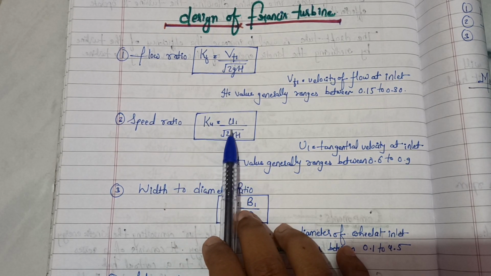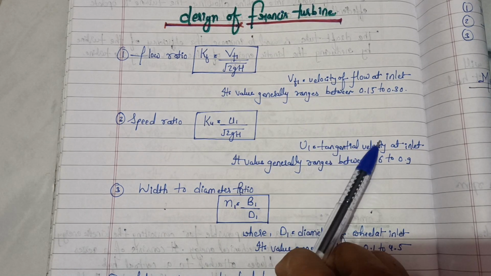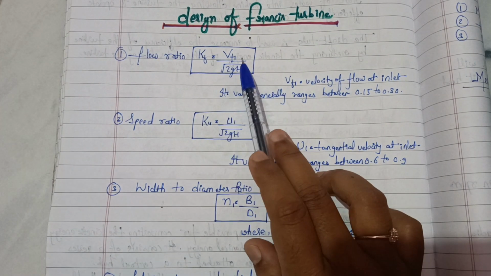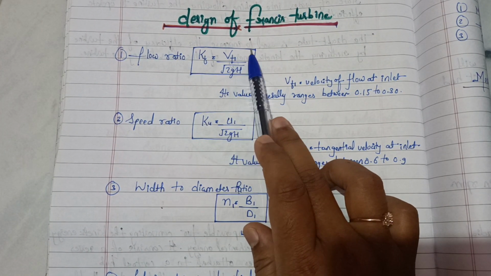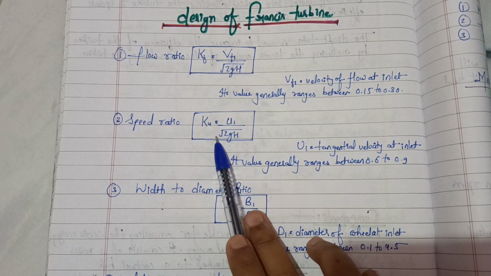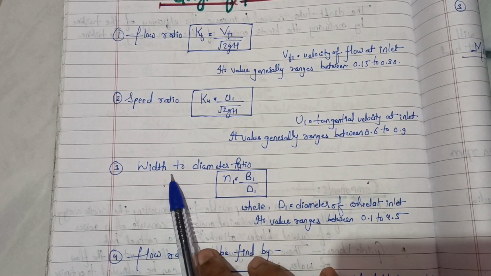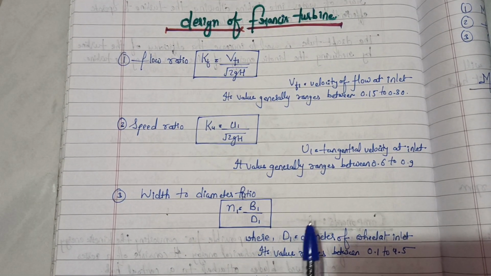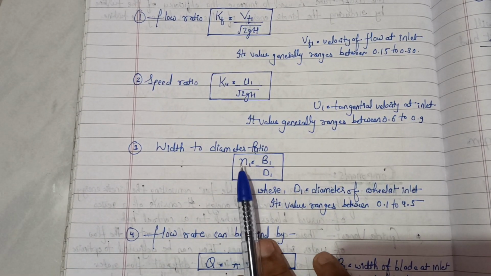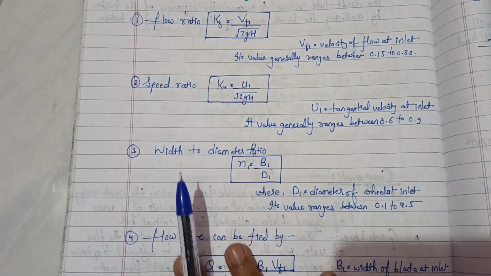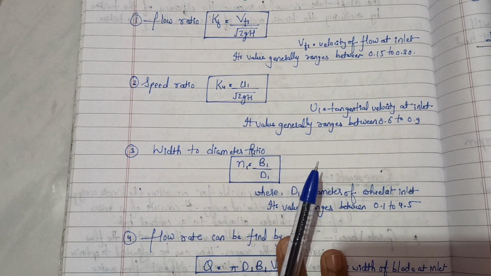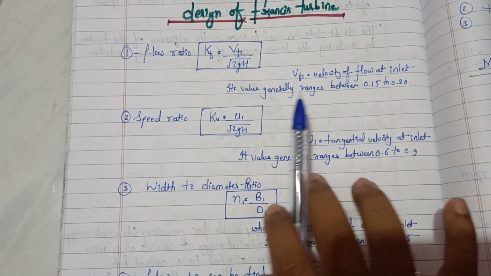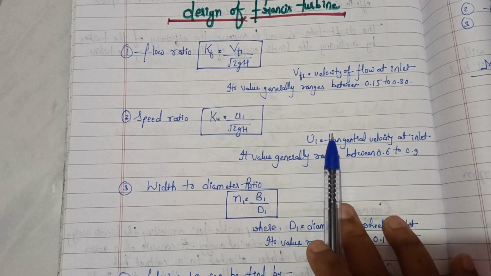Next we will see the second term, that is speed ratio. Speed ratio is equal to the ratio of tangential velocity at inlet to the square root of 2gh. Here you can see the difference between them is that in one it is velocity of flow, here it is tangential velocity. The bottom part is the same. Next we will see width to diameter ratio. In the design of a Francis turbine, it is important that you know the width to diameter ratio. This design is entirely different from the design of a Pelton turbine, so don't use those formulas to design the Francis turbine. We will see the design formulas of the Francis turbine in this video.